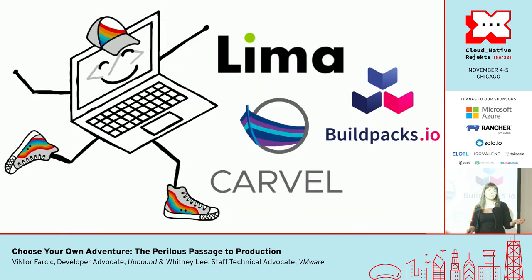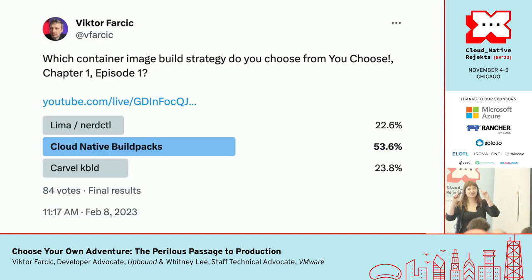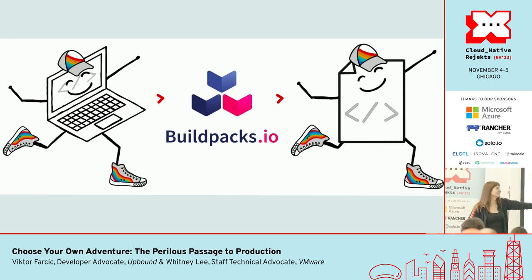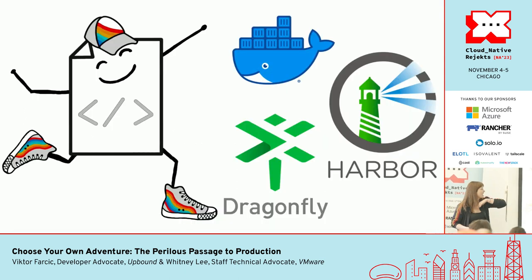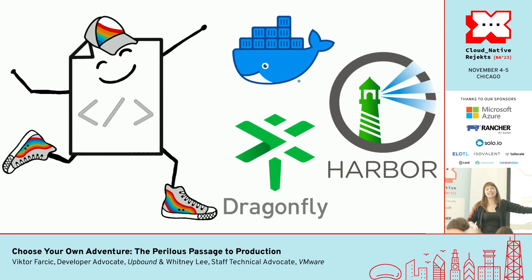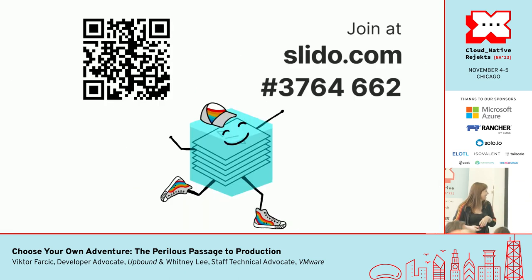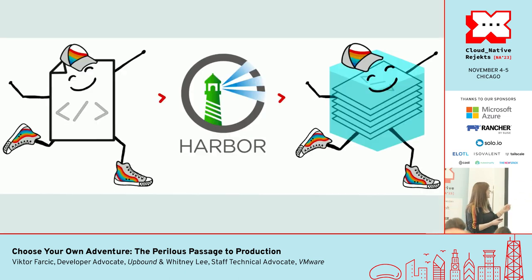In our first episode, we had to build a container image from the laptop source code. And the chosen technology was Buildpacks. So our hero leveled up and became a container image. Then there was the container registry choice. The community chose Harbor. And then our hero leveled up and is now hosted in a container image registry.